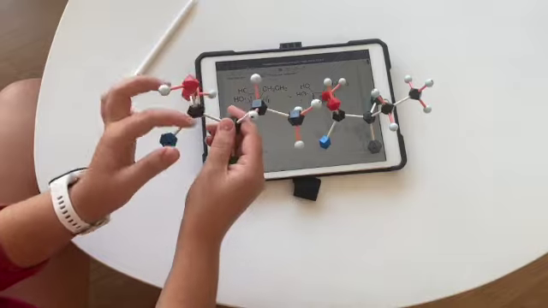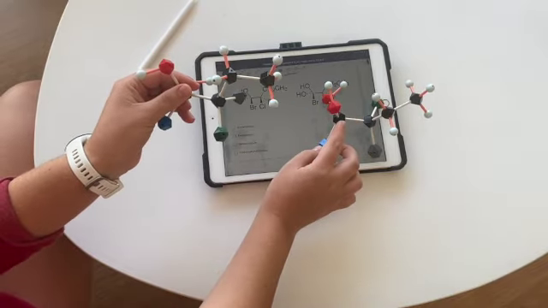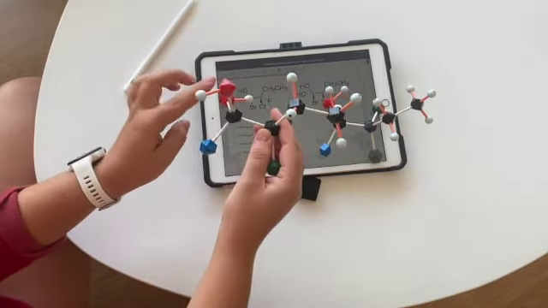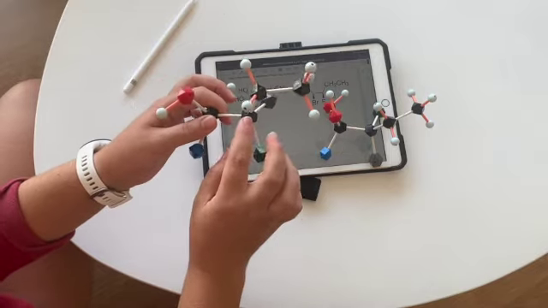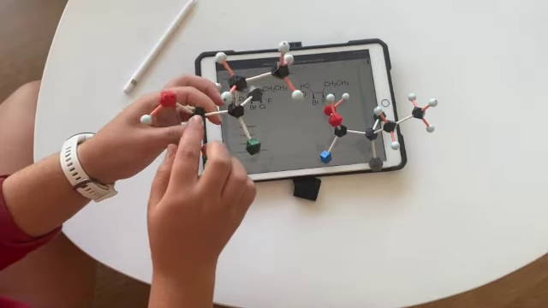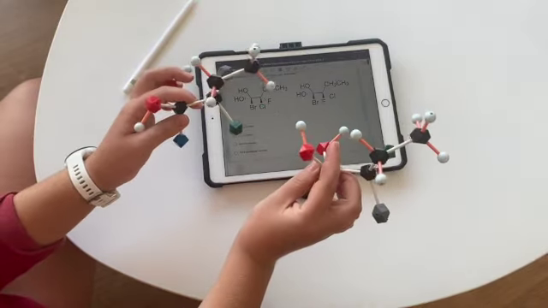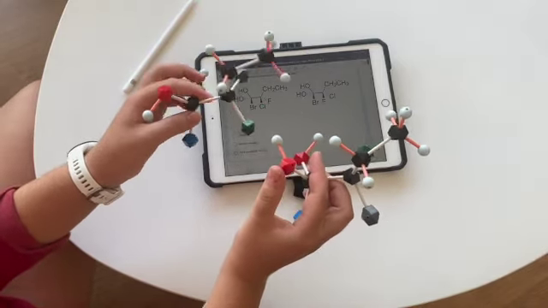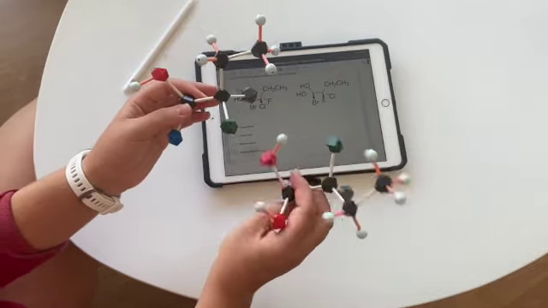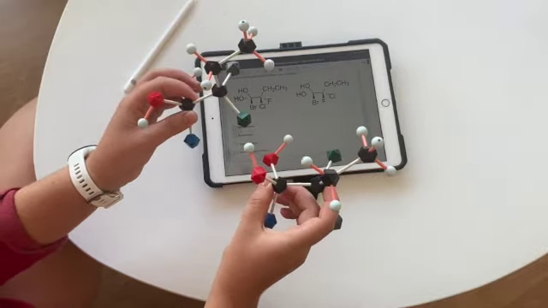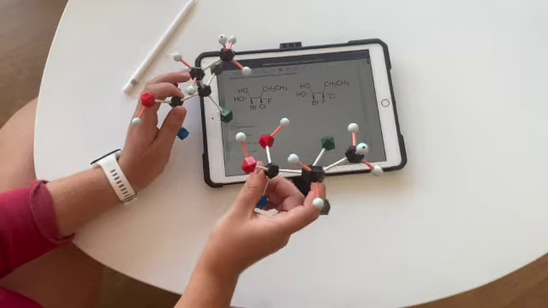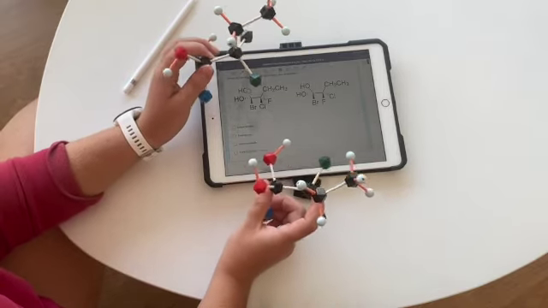Well, I see this carbon in both molecules, not chiral because I have two of the same groups. This carbon, I have 4 different things, so it is chiral. I'm also recognizing that these two molecules have exactly the same atoms attached to exactly the same carbons, so they are isomers or potentially the same molecule.